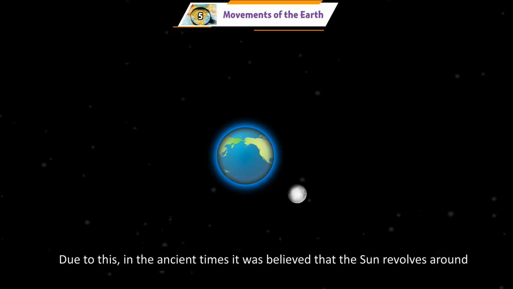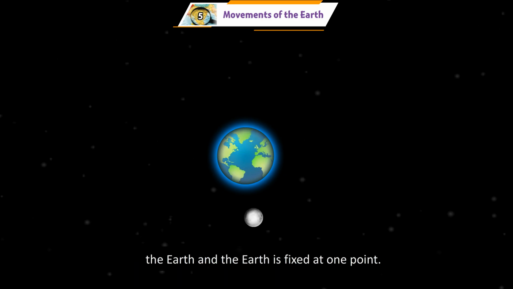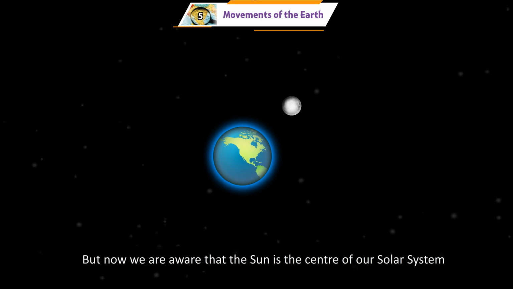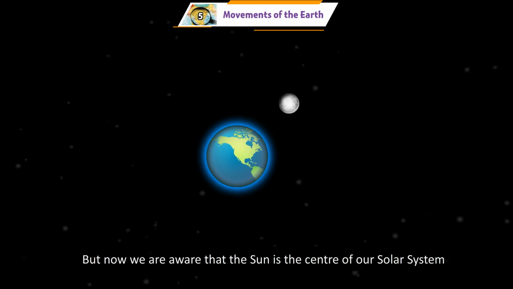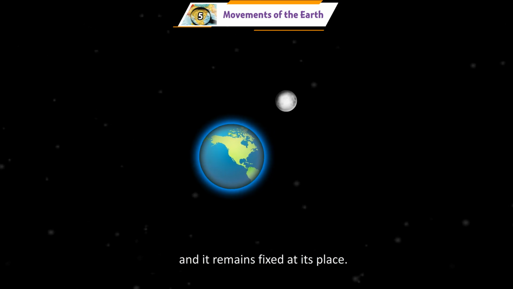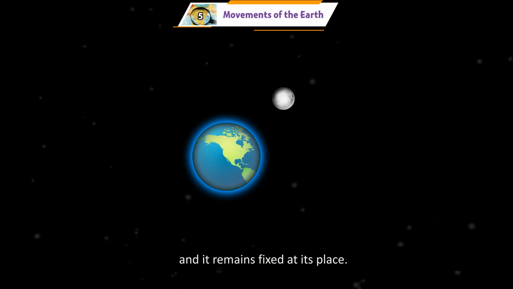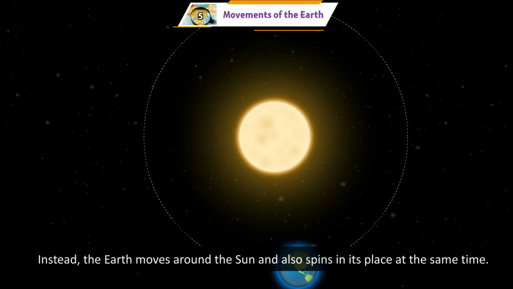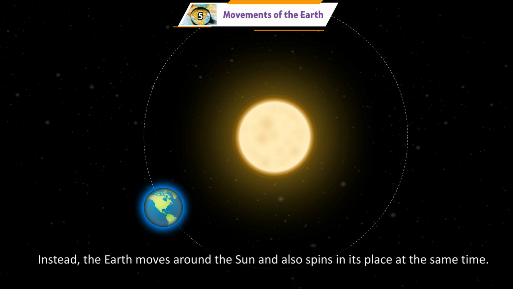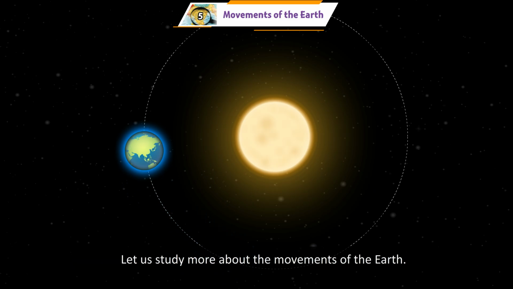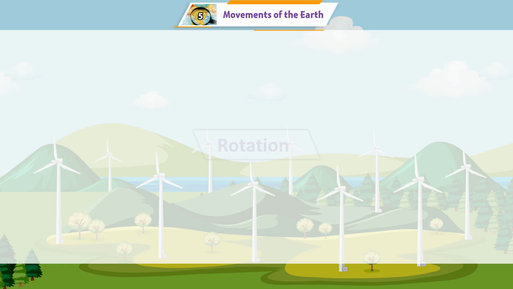Due to this, in ancient times, it was believed that the sun revolves around the earth and the earth is fixed at one point. But now we are aware that the sun is the center of our solar system and it remains fixed at its place. Instead, the earth moves around the sun and also spins in its place at the same time. Let us study more about the movements of the earth.